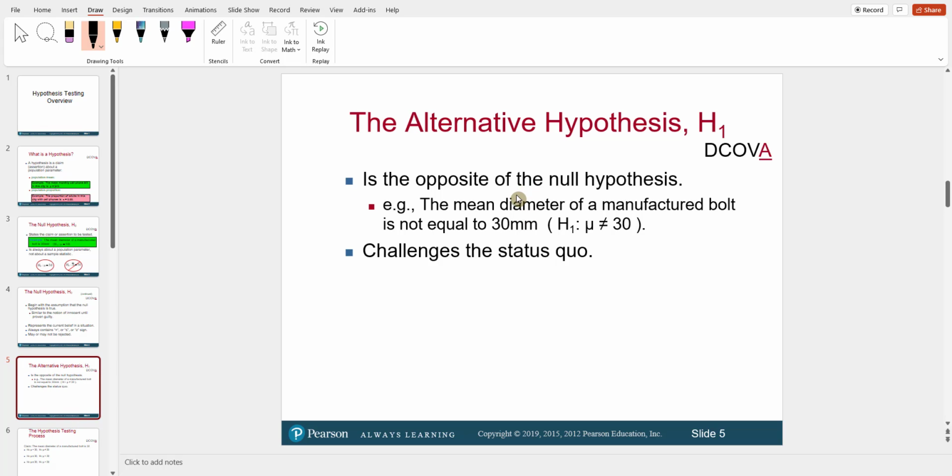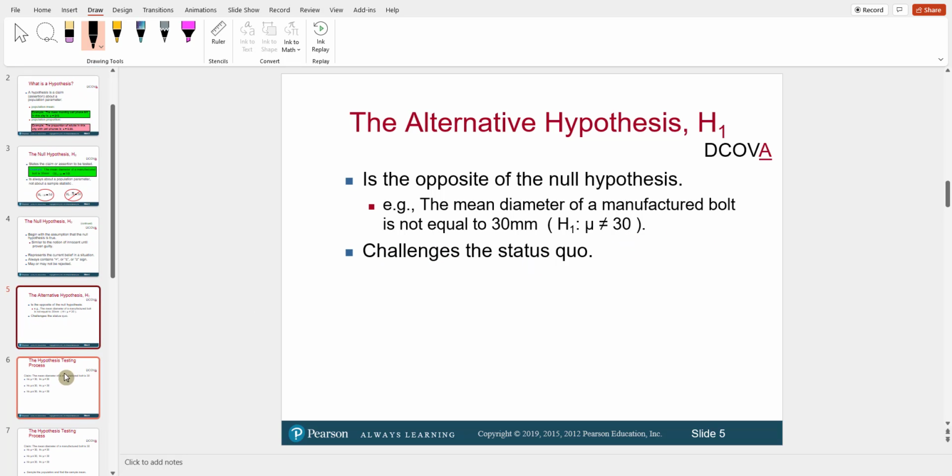The alternative hypothesis is the opposite of the null hypothesis. For example, the mean diameter of a manufactured bolt is not equal to 30 millimeters. So the alternative hypothesis is denoted by H1. You sometimes see it written with HA, with a subscript A. So in this case, the mean is not equal to 30. So you will use an equal sign with a slash through it. And it challenges the status quo.